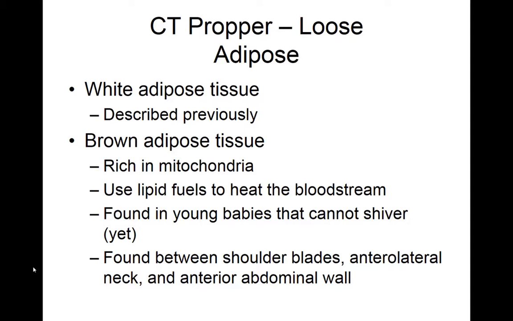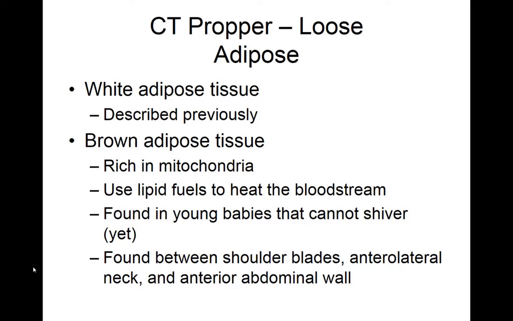So what we find is that this brown adipose tissue burns really fast in babies, especially newborns, and it helps to heat their body up a little bit. Usually in a baby, where we'll find it is between the shoulder blades, in the back between the shoulder blades. We'll also find it on the anterior lateral neck. So anterior means front, lateral means off to the side, so in here on a baby. And then in the anterior abdominal wall of a baby, you'll find a lot of brown adipose tissue.